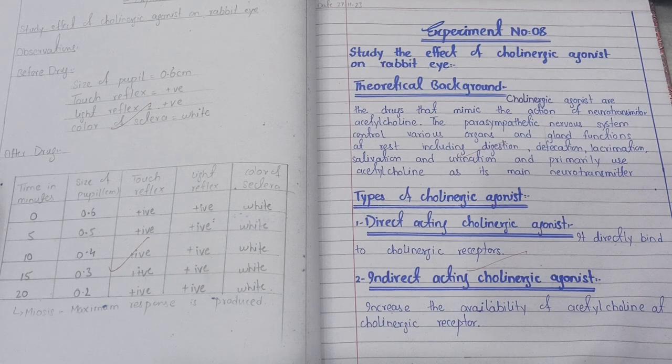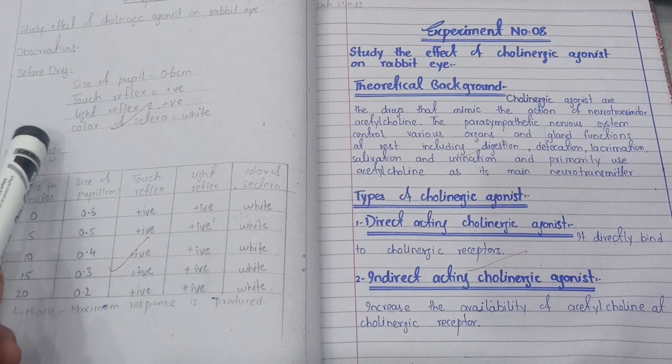Why are we measuring the touch reflex or the light reflex? Some rabbits have a disease, so they cannot respond to the touch reflex and they cannot respond to the light reflex. So before the application of the drug, we have to check that this rabbit is perfectly able to be given this drug. It doesn't mean that the rabbit has some disease and you are going to perform the experiment on that kind of rabbit. So you have to measure the touch reflex and the light reflex. Whenever they are positive, then you are going to perform the procedure.